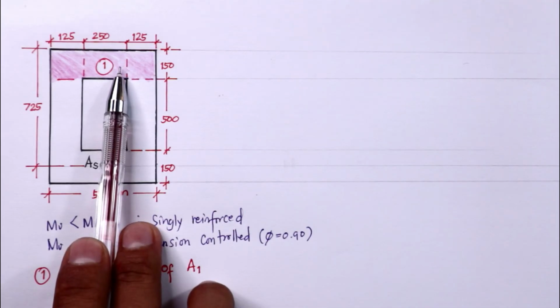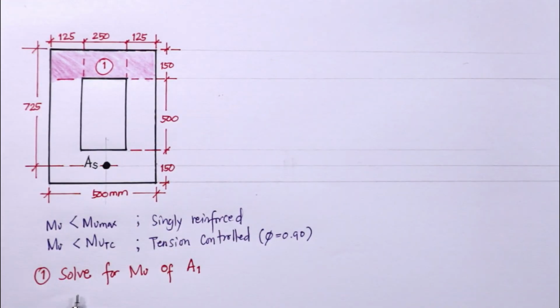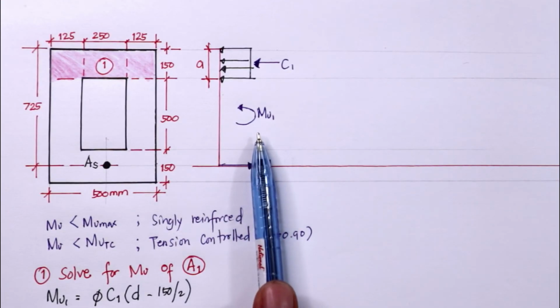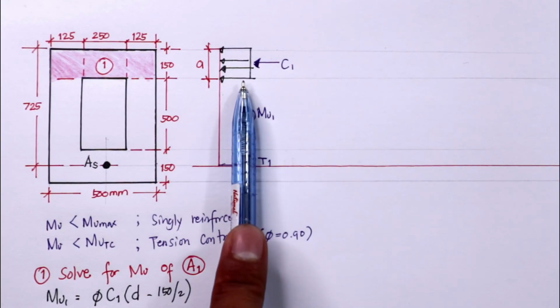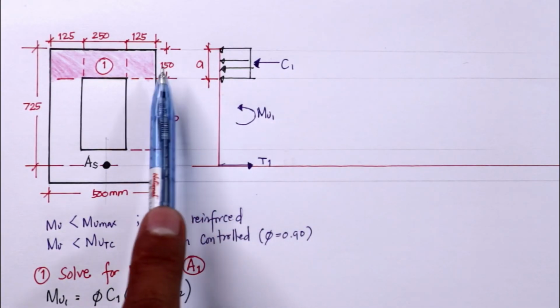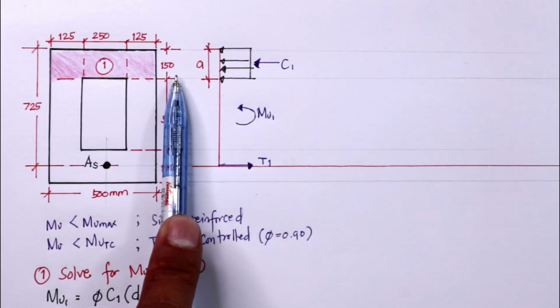I-denote ko lang ulit yung shaded part as 1 at yung area niya is tatawagin ko A1. Step number 1, solve for MU of A1 or yung moment capacity na kayang dalhin ng area 1. This will be the corresponding stress diagram for MU1. Yung compressive strength under A1 is tatawagin kong C1, at yung value ng A is equal to 150 mm.